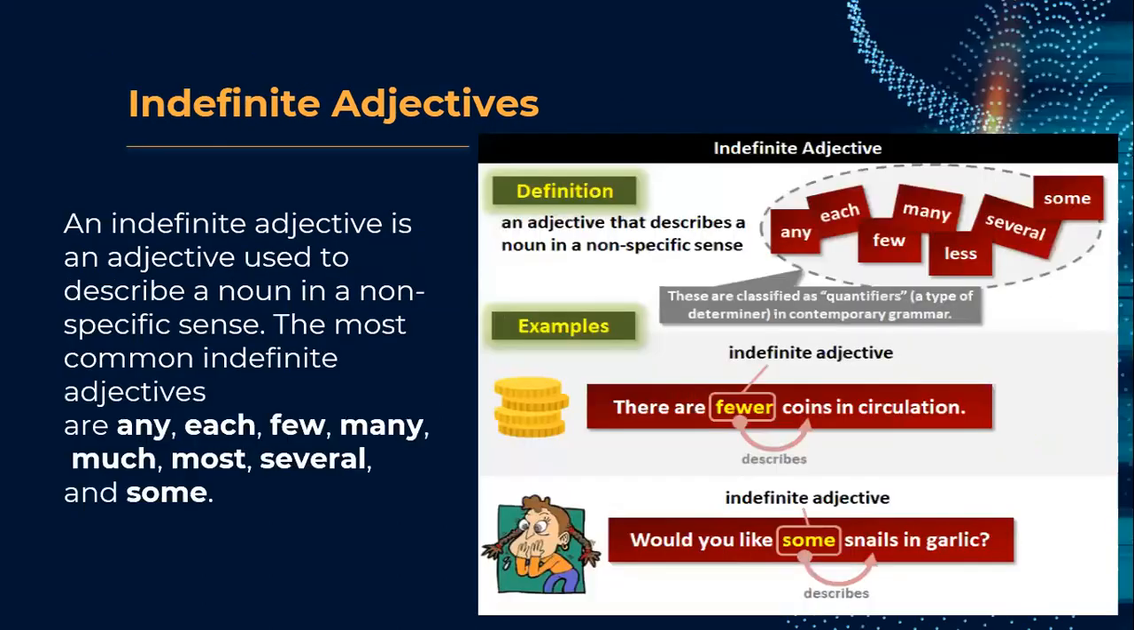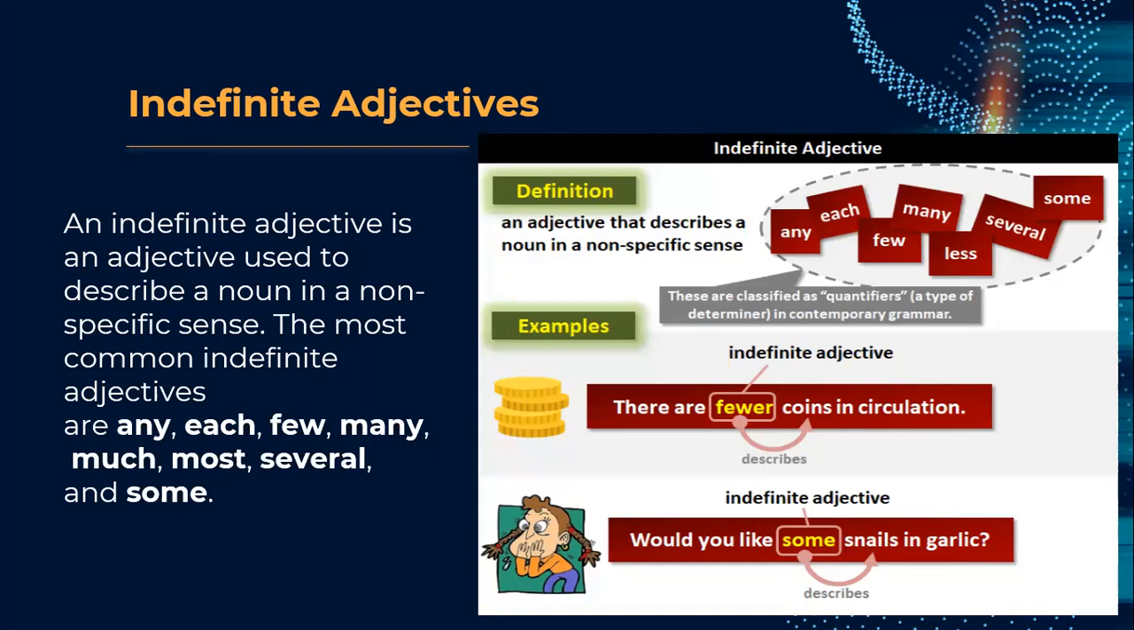Okay, come to the next one, the indefinite adjectives. Indefinite adjectives describe a noun in a non-specific sense, right? The most common indefinite adjectives are any, each, few, many, much, most, several, and some. For example, let us talk about the indefinite adjectives and indefinite pronouns also, right?